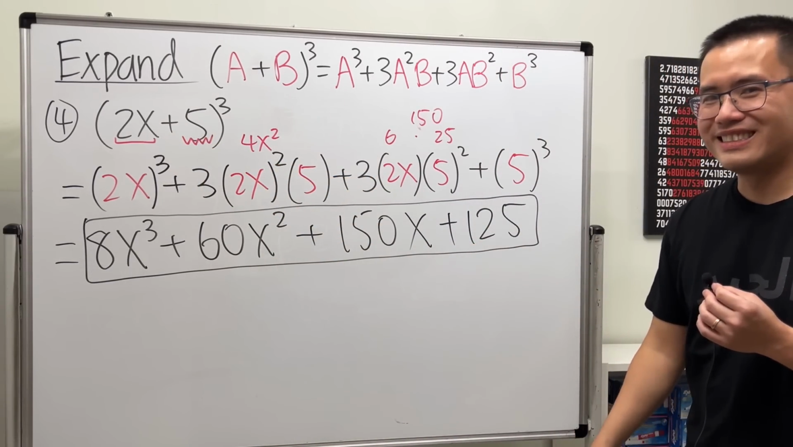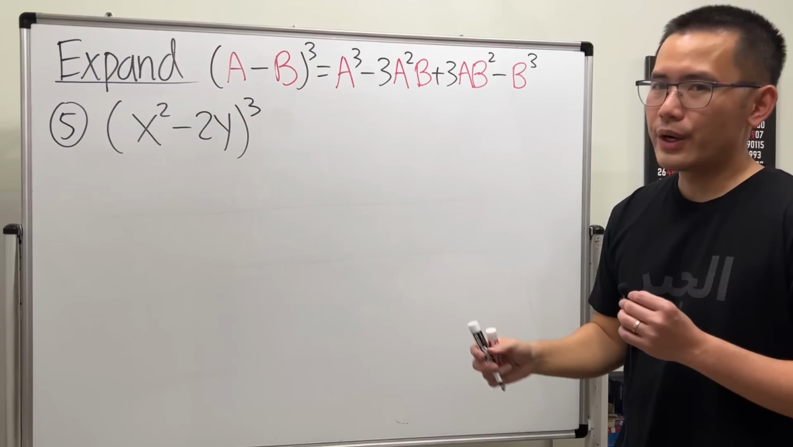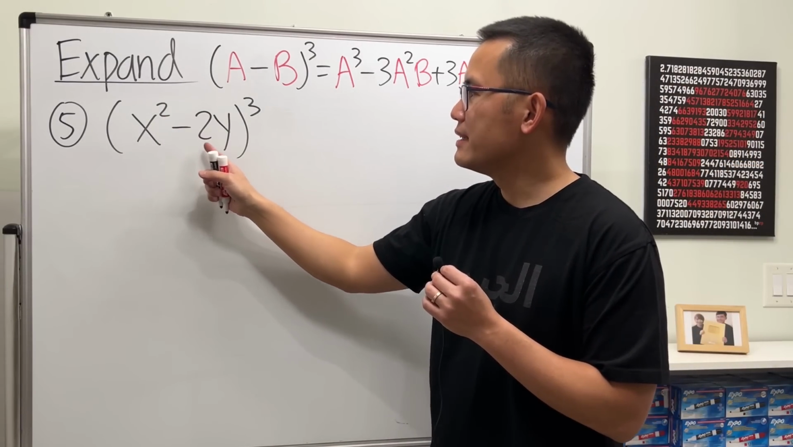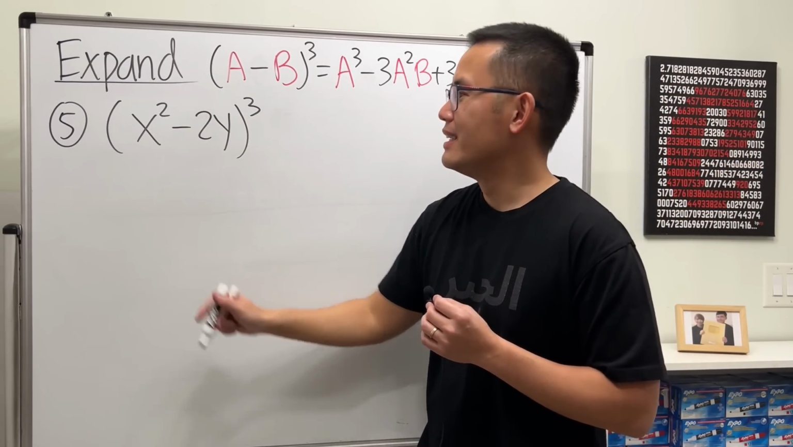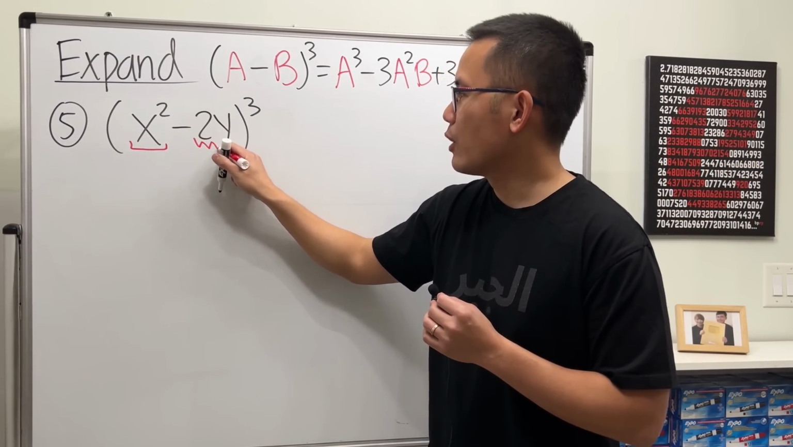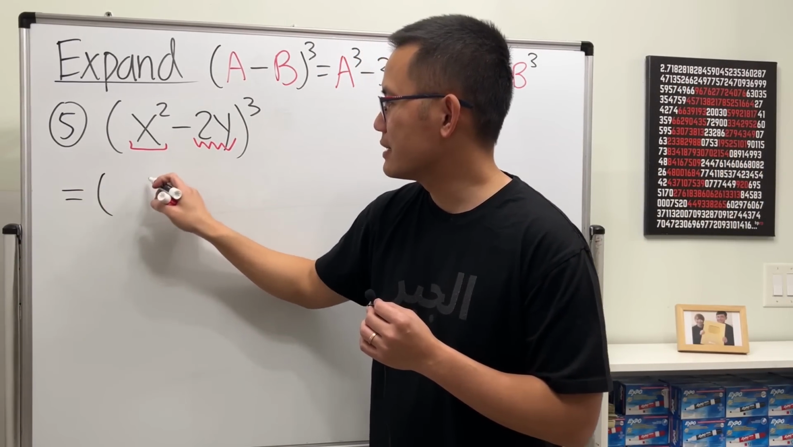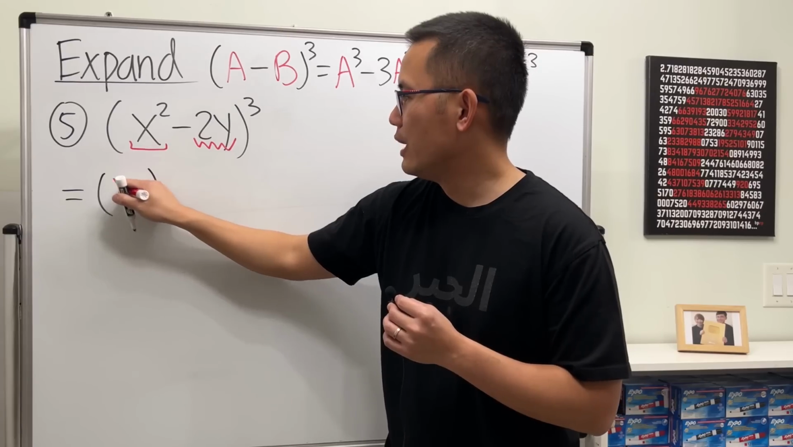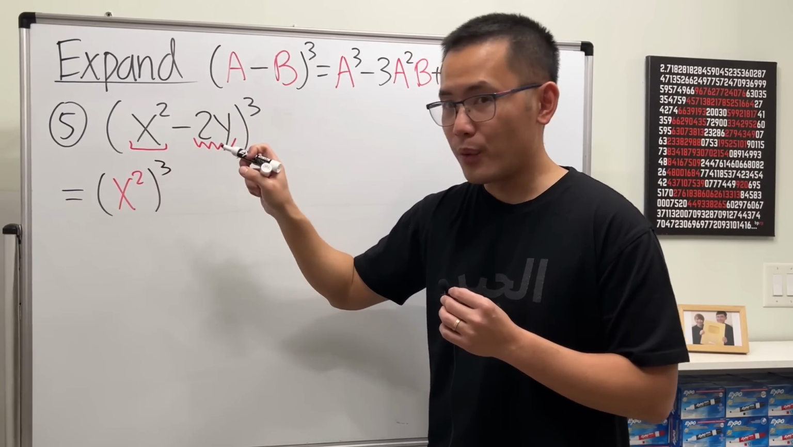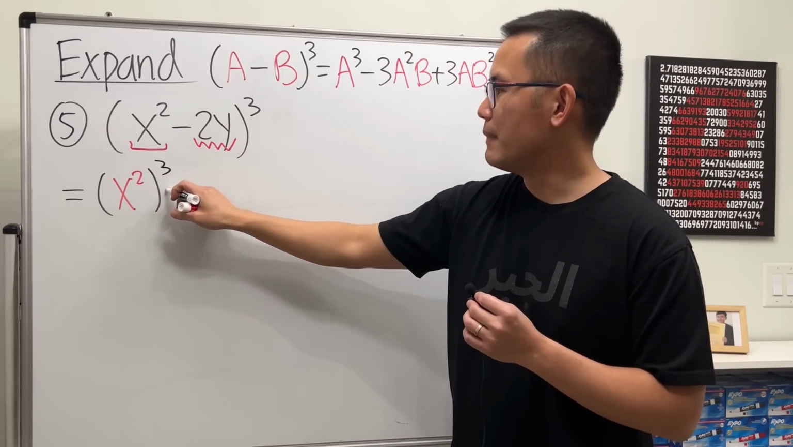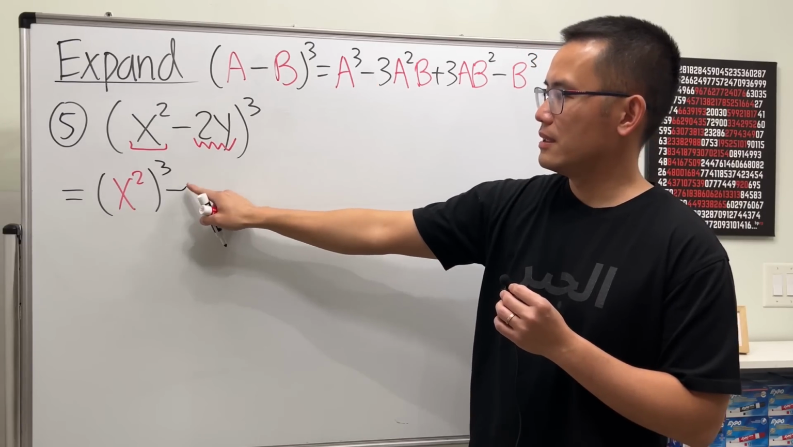This right here is much better. One more example. Okay, number 5, x squared minus 2y and then third power. So this is our a, this is our b, and here is the formula. Here we go. I'm just going to set it up for you guys. A to the third power, so x squared and then third power. Continue, we have a minus because this is a minus.